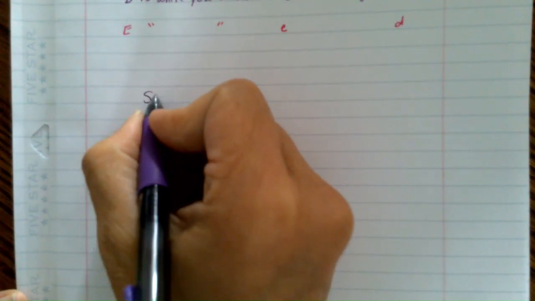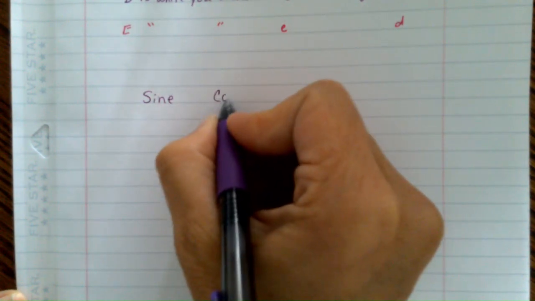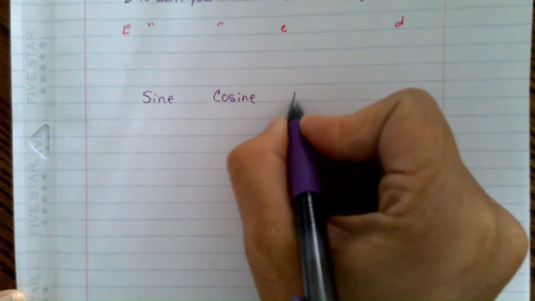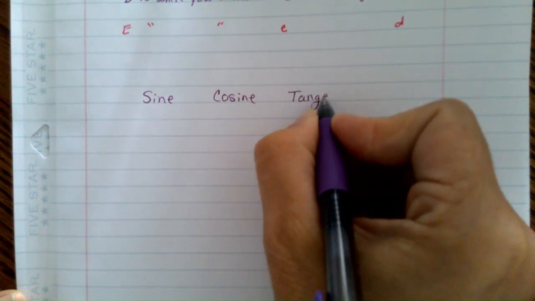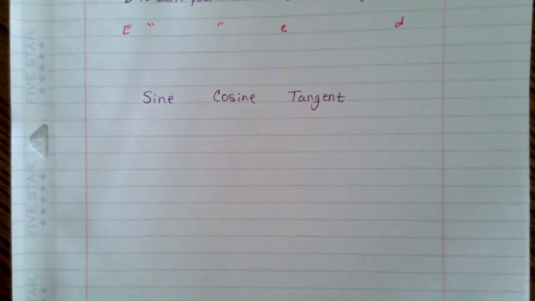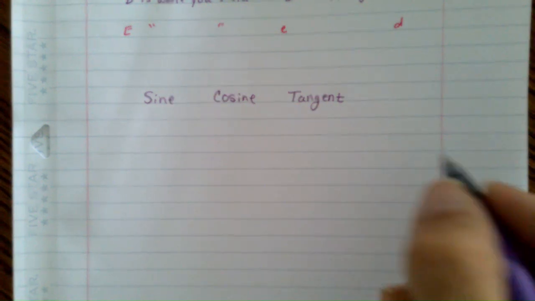Okay, so here we go. We have three main trig ratios, okay? They are sine, cosine, and tangent. And when we work with those, we must have an angle.